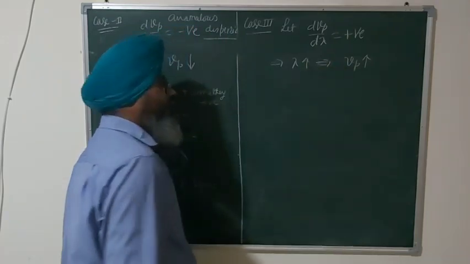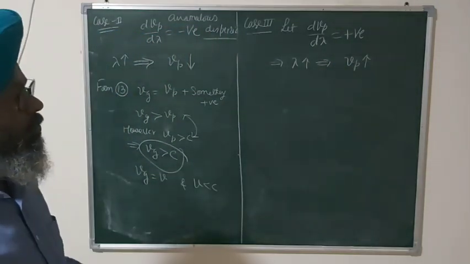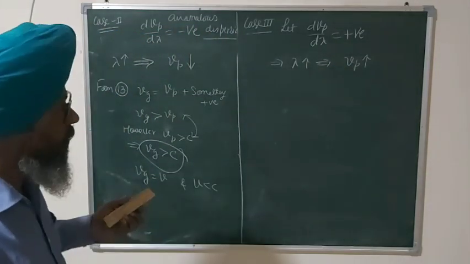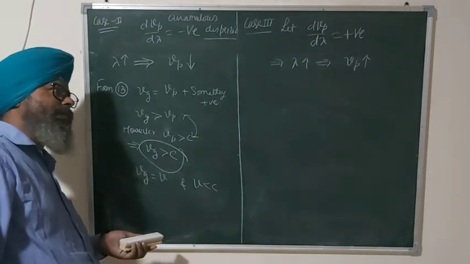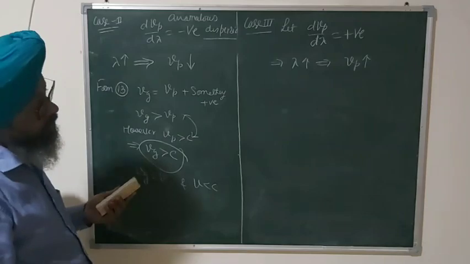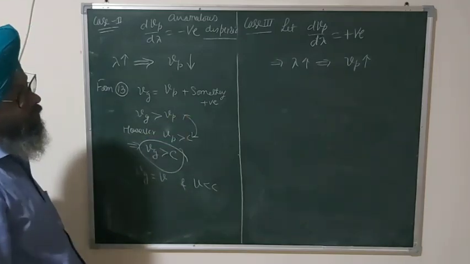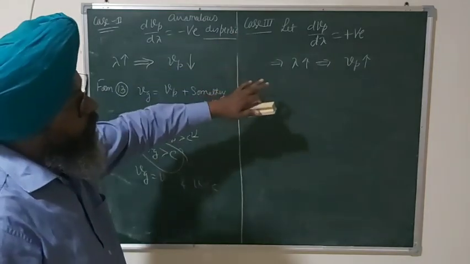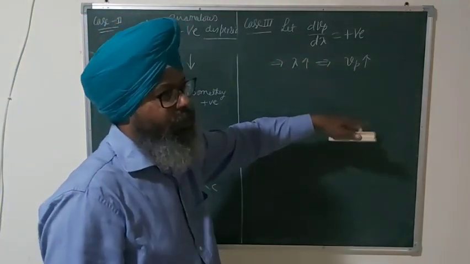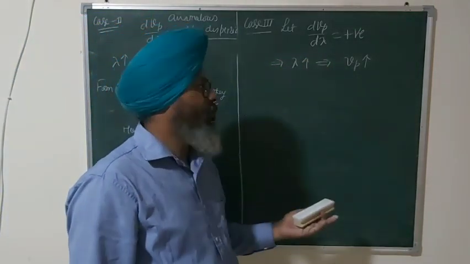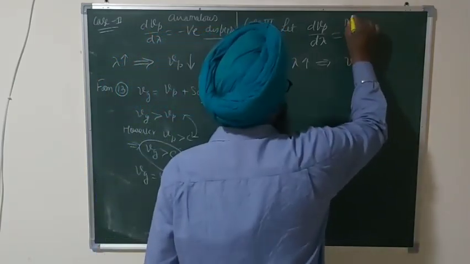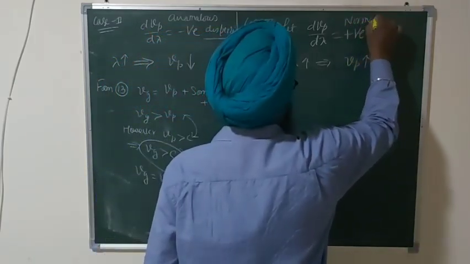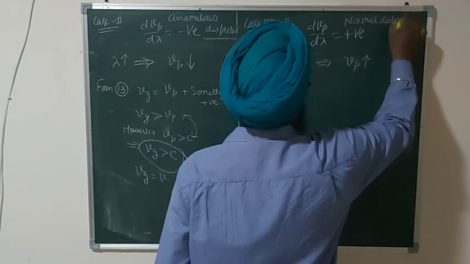This is something which is the same as shown by light waves. In case of light waves, when light waves enter any medium, then higher wavelengths travel with high speed and vice versa. This is the same. So de Broglie waves in case 3 will show similar dispersion as is shown by light waves. So it is called normal dispersion. So case 3 is called normal dispersion.